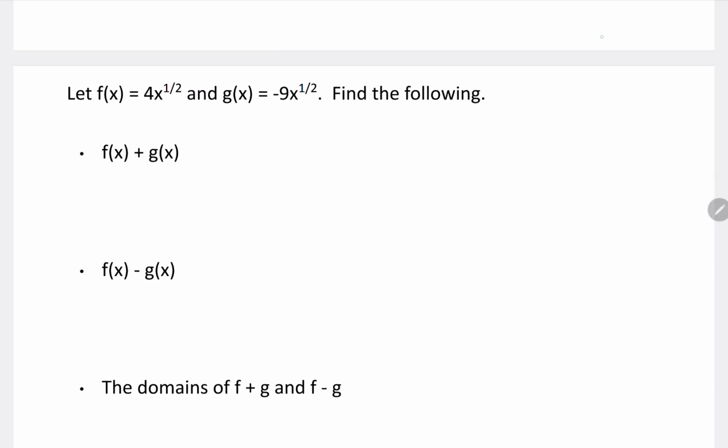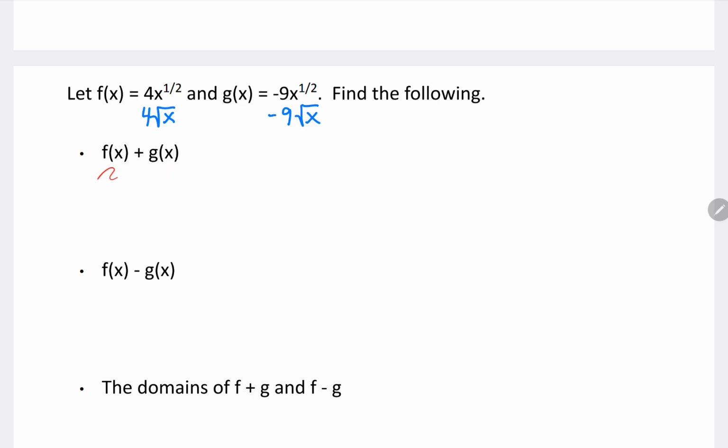When we have powers that are rational exponents, x to the 1/2 power, just keep in mind that that's the same thing as saying 4 times the square root of x. This is the same thing as saying 9 times the square root of x. So you can write them either way when you're adding and subtracting.